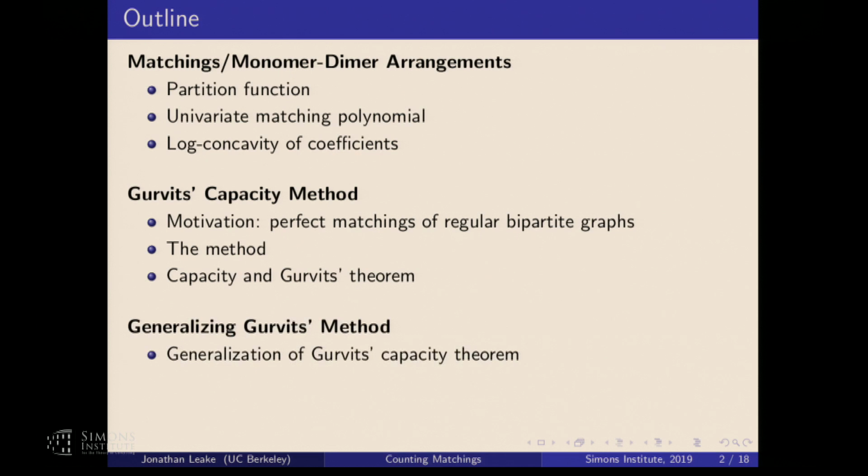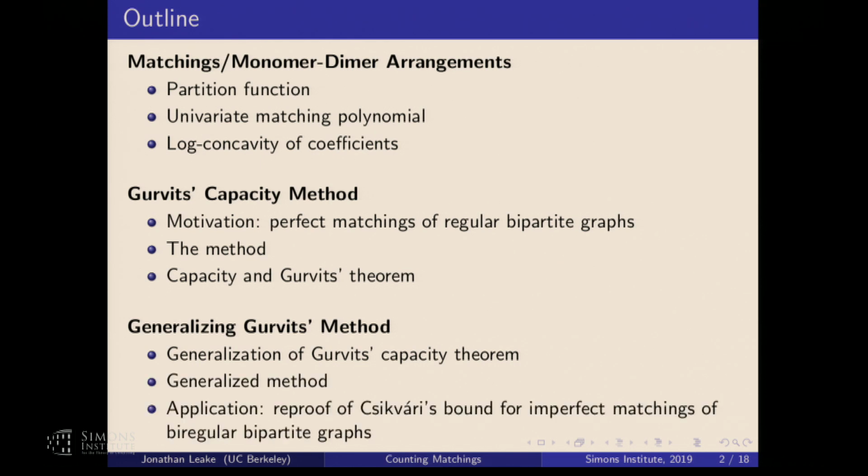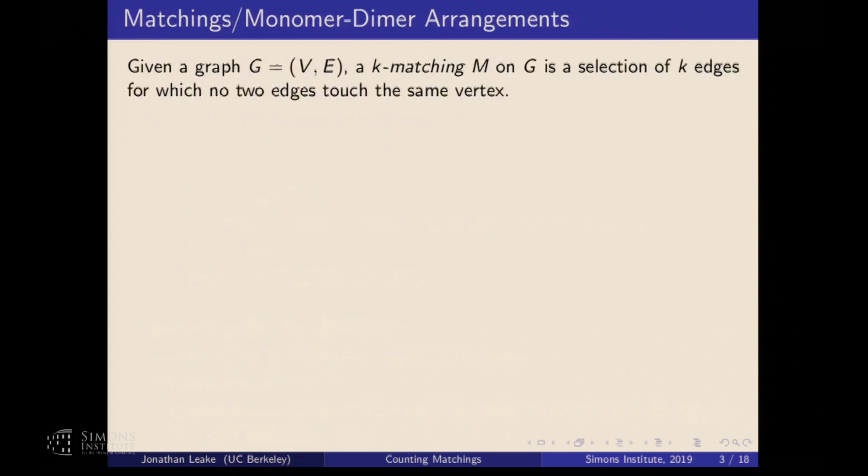Once I'm through that, I'm then going to talk about how you might generalize this method and how you might generalize his theorem, talk about the method, and then the main application of this is going to be a new proof of Csikvári's bound for imperfect matchings in this more general context. This is not any result, I think, that Peter talked about today. Yeah, so this is something besides the things he spoke about. Okay, so let's get going.